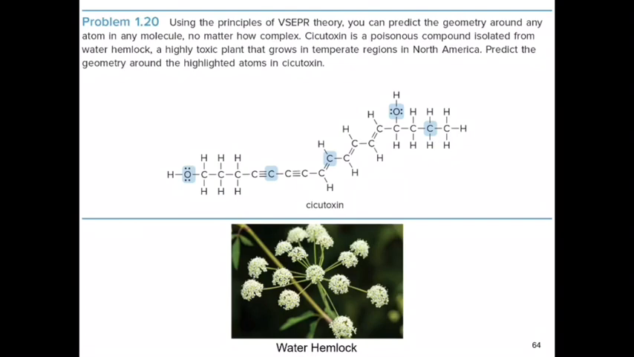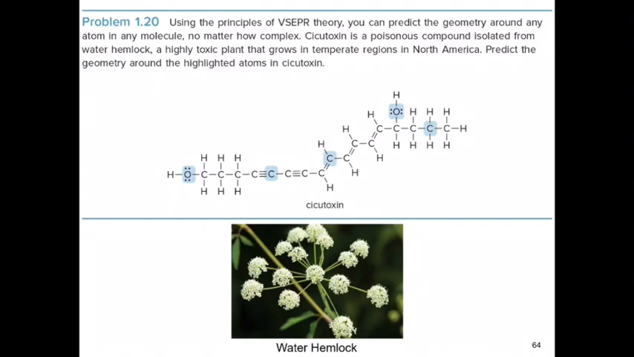And here's practice problem number 20. Using these principles of VSEPR theory, you can predict the geometry around any atom in any molecule, no matter how complex. Cytotoxin is a poisonous compound isolated from water hemlock, a highly toxic plant that grows in temperate regions in North America. Predict the geometry around the highlighted atoms in cytotoxin.